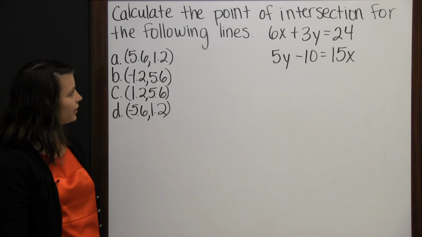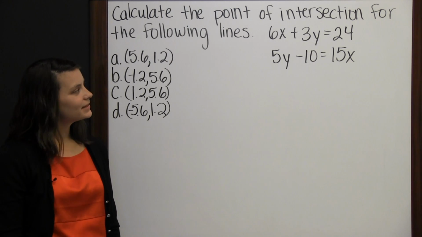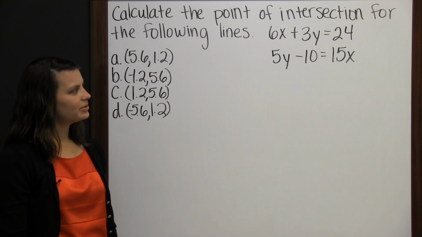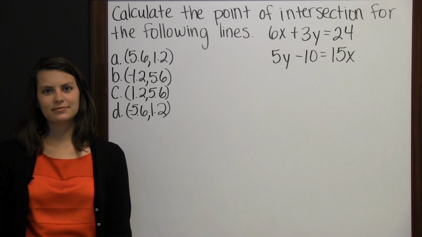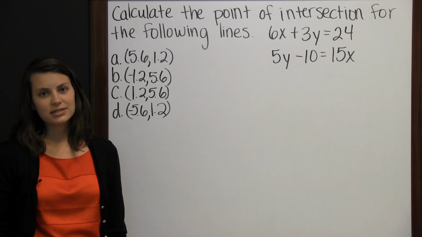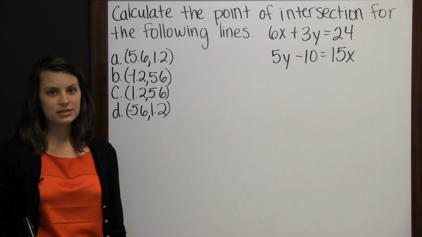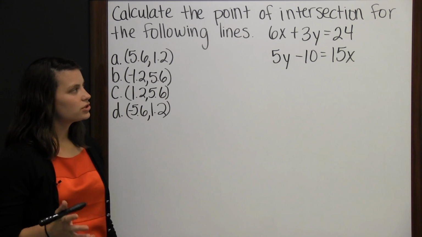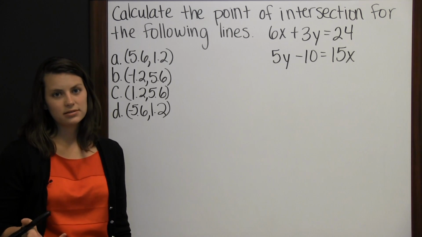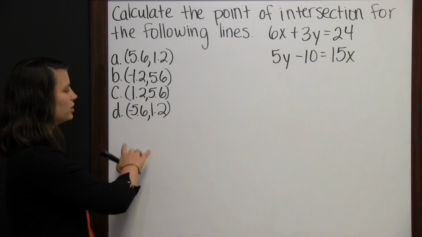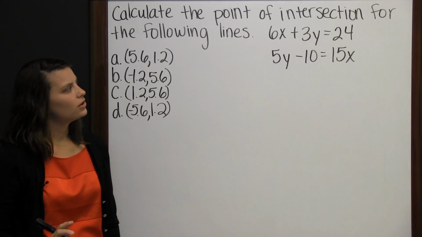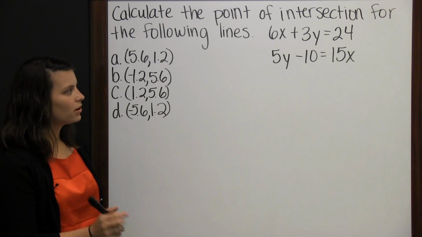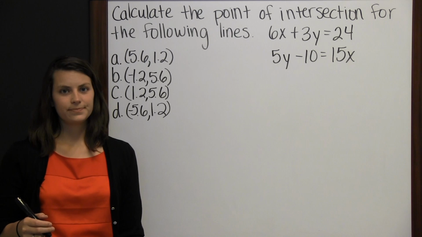Calculate the point of intersection for the following lines: 6x plus 3y equals 24, and 5y minus 10 equals 15x. There are a few different methods for finding the intersection of two lines. One is graphing. And you can just graph the two lines and find where they meet. Sometimes, though, that can be hard, especially when your answers look like this. You can also use elimination, or, like we're going to do on this problem, you can use substitution.